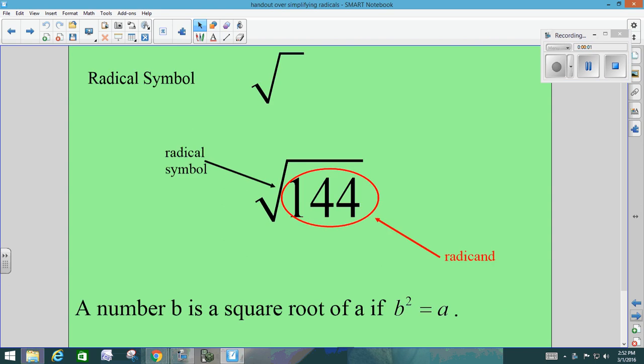So, radical symbol, also known as the square root symbol, but you can just call it a radical. The number underneath of it is called the radicand. So instead of saying the number underneath, you can just use one word and say the radicand is 144. Okay.